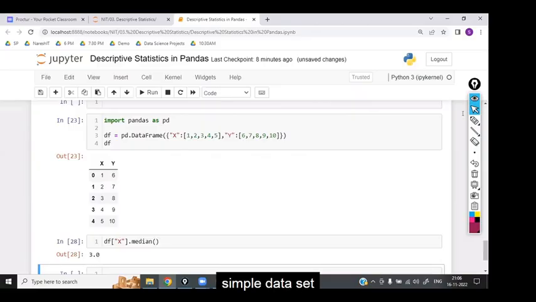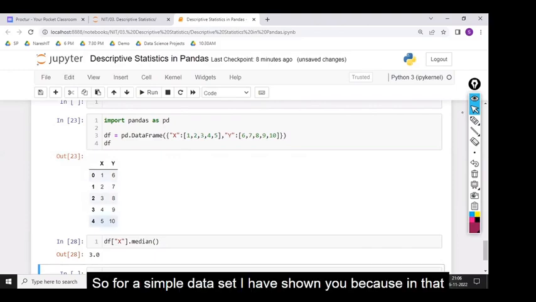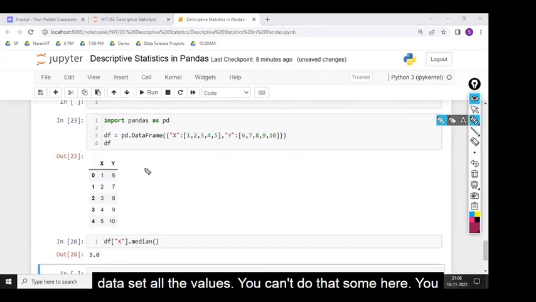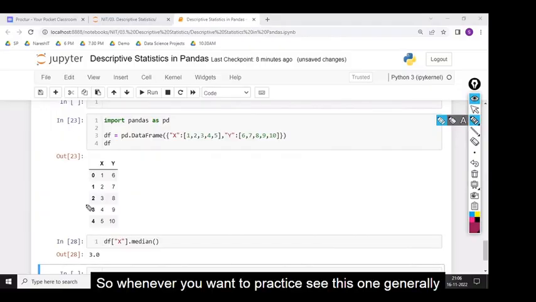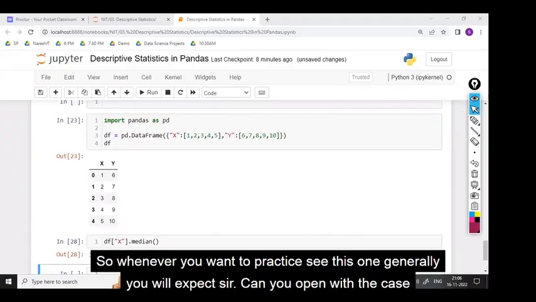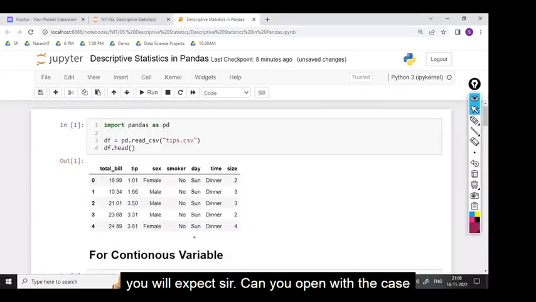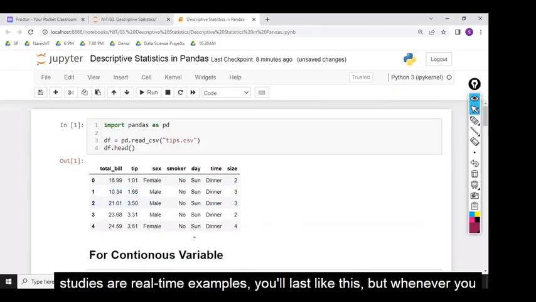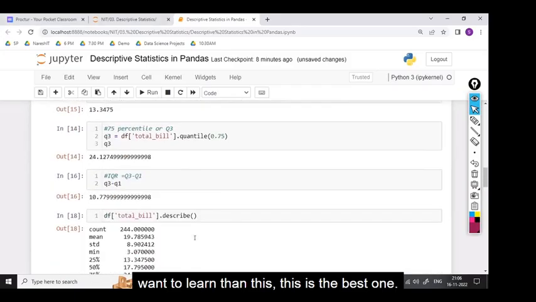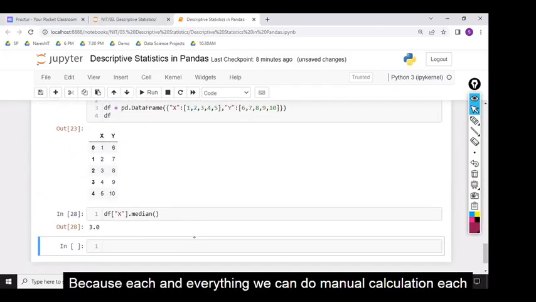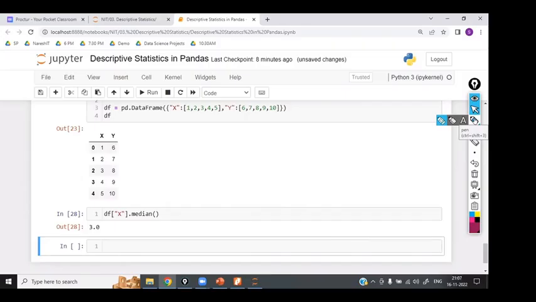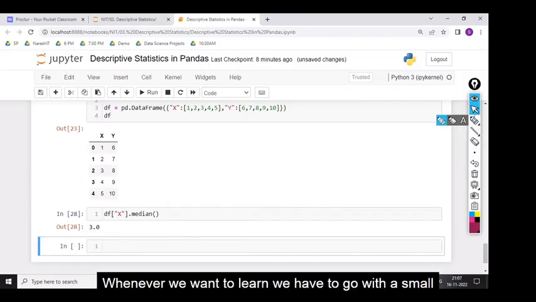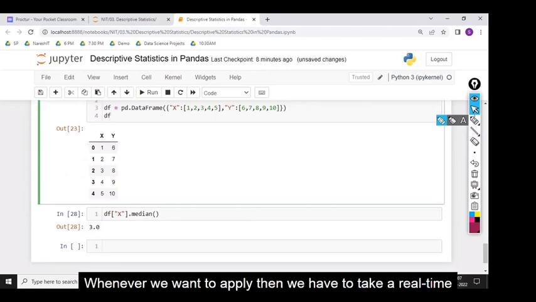Is that clear? Simple data set. For the simple data set I have shown you, you can do the sum easily, right? Whenever you want to practice, generally you will expect, sir, can you open a case study, sir, a real-time example, sir? You'll ask like this. But whenever we want to learn, then this is the best one, because each and everything we can do with manual calculation and with Python coding. Whenever we want to learn, we have to go with a small data set. Whenever we want to apply, then we have to take a real-time case study.